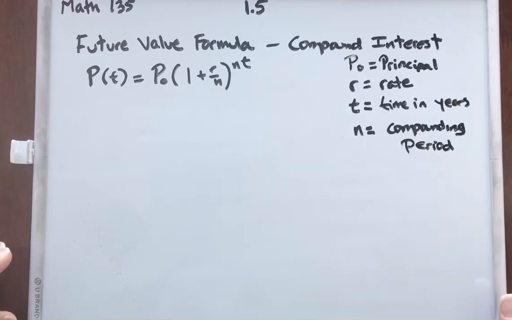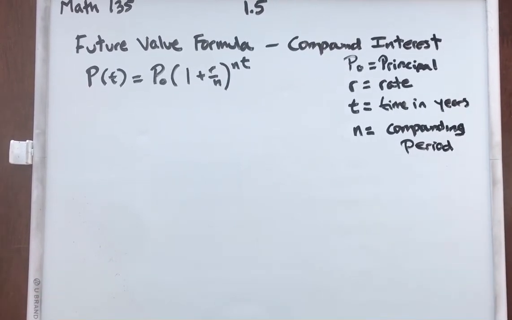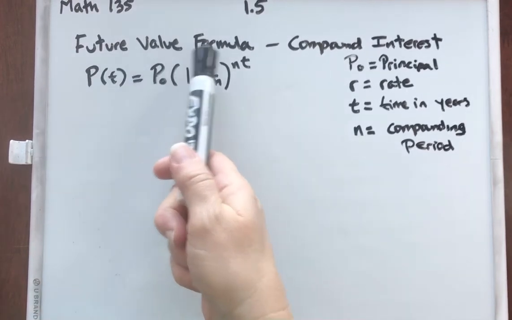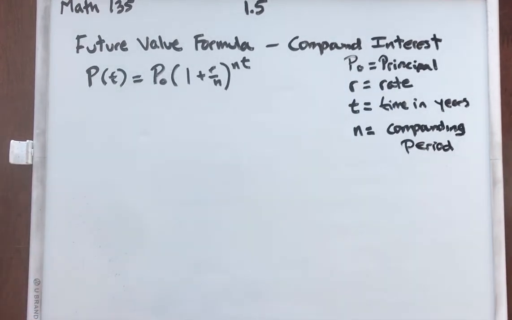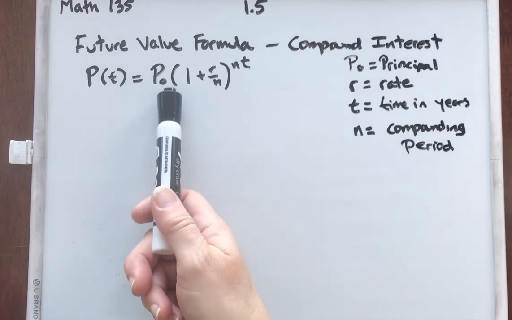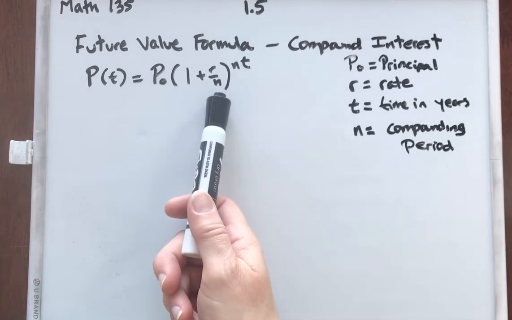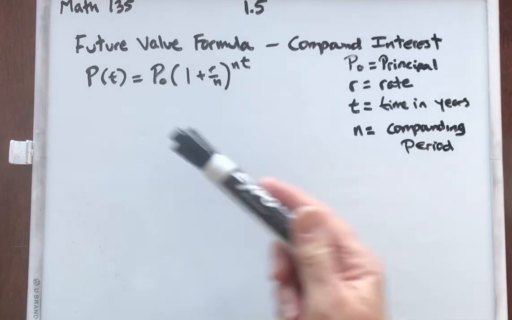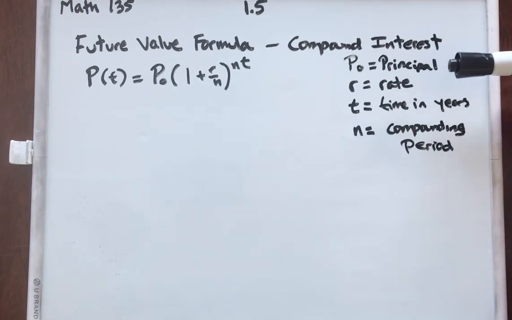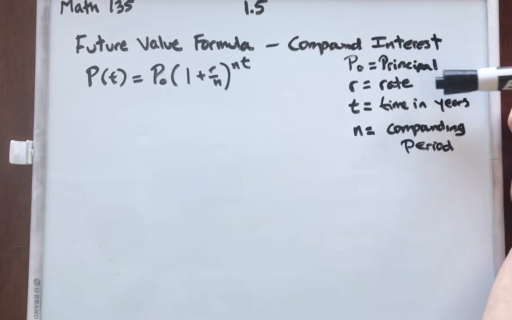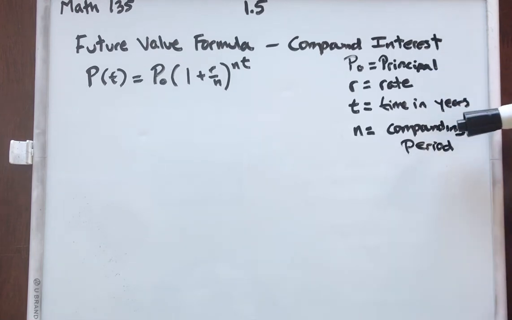Hello, we're going to continue on a review and we're looking at 1.5 now. You've all seen this future value formula for compound interest, where P of t equals P naught times (1 plus r over n) to the power of nt, where P naught is the principal, which is the original amount of the loan or the original amount of investment, r equals rate, t is time in years, and n is the compounding period. And a reminder, a compounding period is how many times per year we calculate interest.